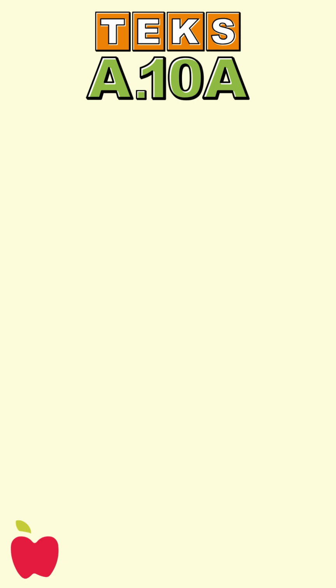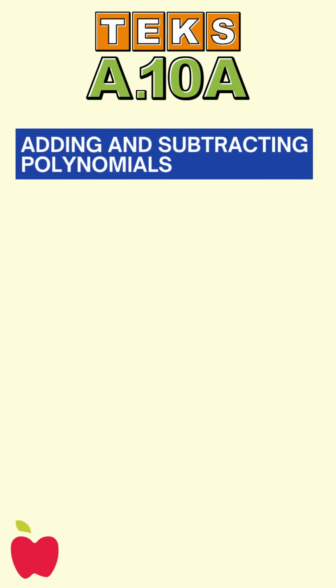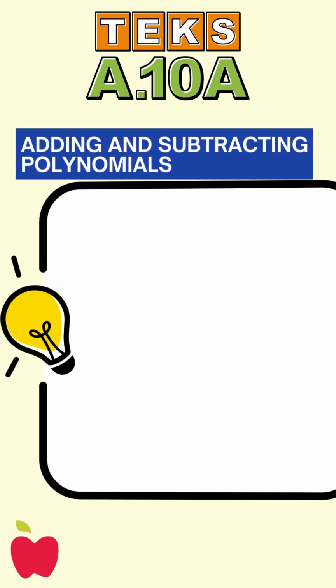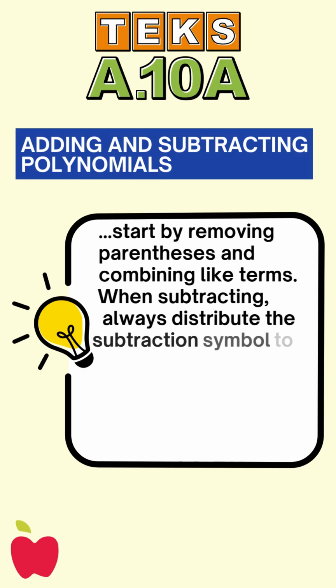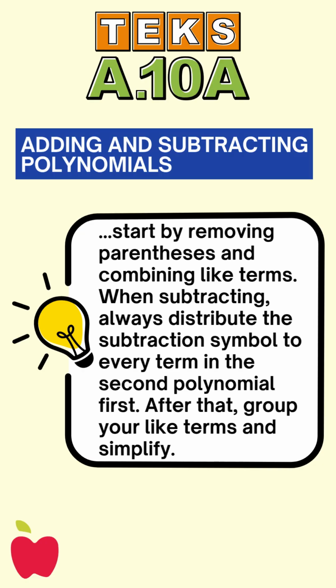So remember, when adding or subtracting polynomials, start by removing parentheses and combining like terms. When subtracting, always distribute the subtraction symbol to every term in the second polynomial first. After that, group your like terms and simplify.